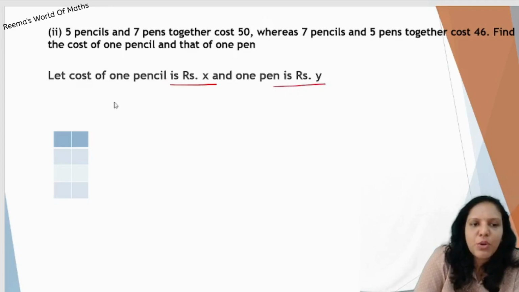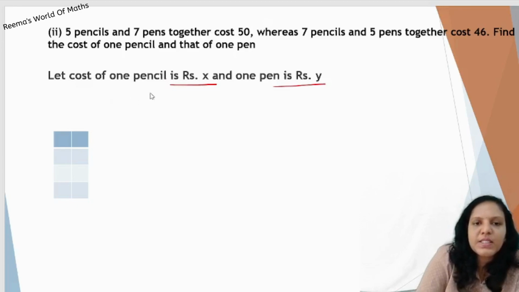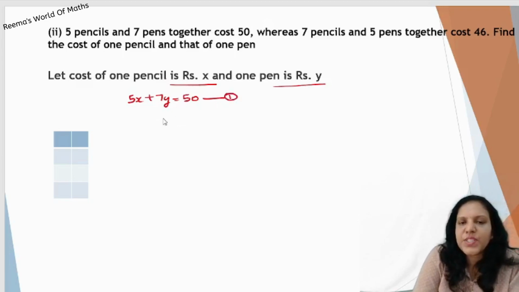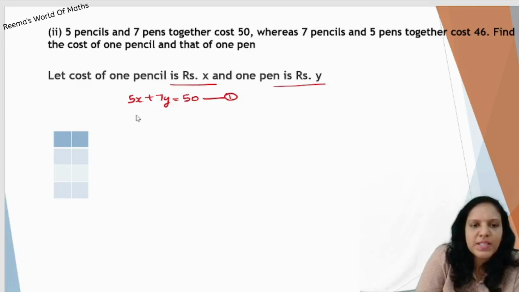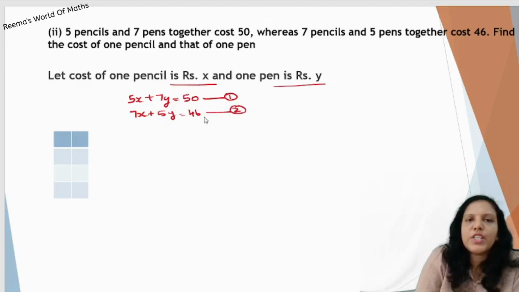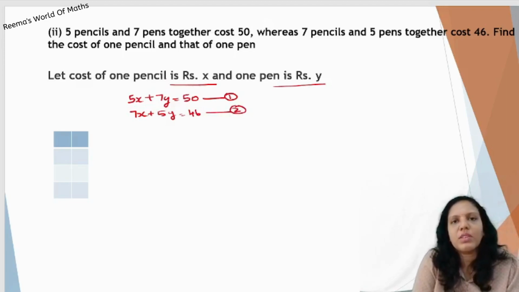So the first equation we can form is: 5 pencils and 7 pens together cost 50, so 5x plus 7y equals 50. This is our equation number 1. Secondly, we are given 7 pencils and 5 pens together cost 46, so 7x plus 5y equals 46. This is our second equation. Now we need to find the coordinates for both equations, then plot them on a graph.